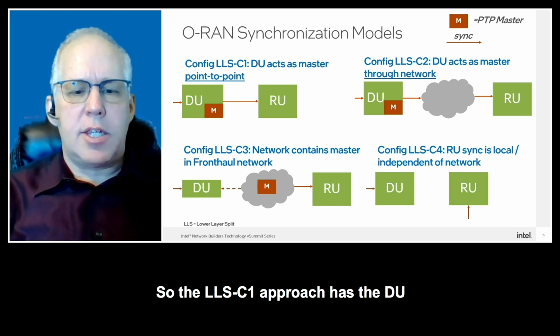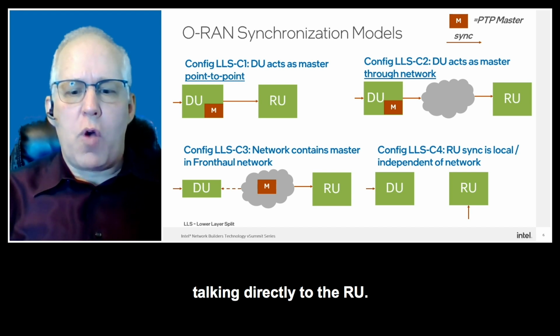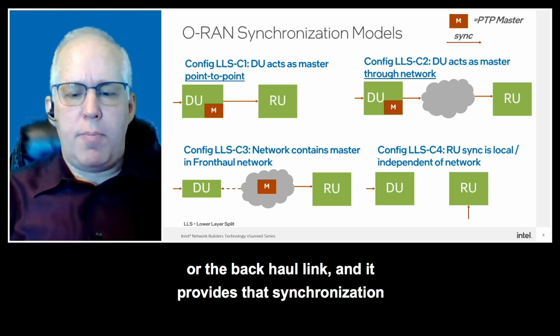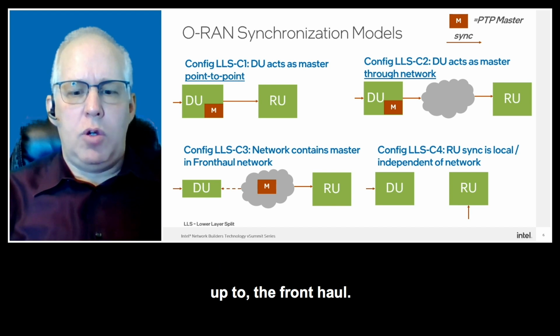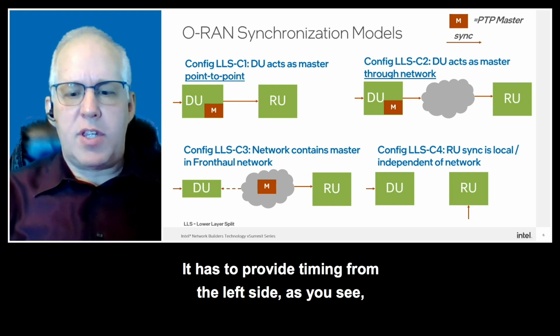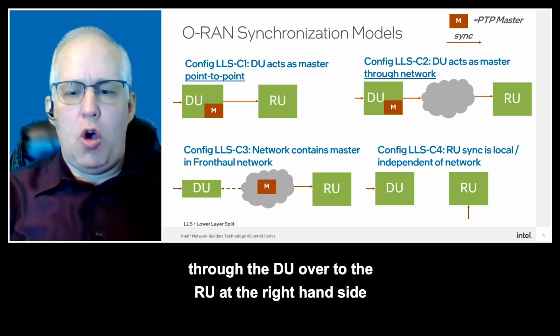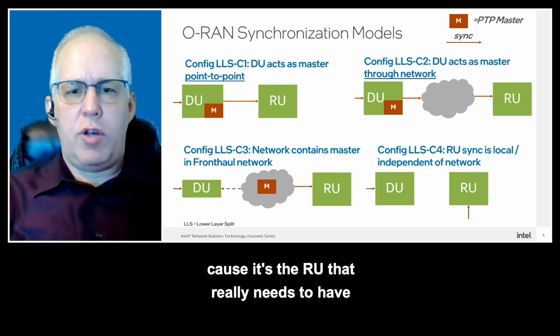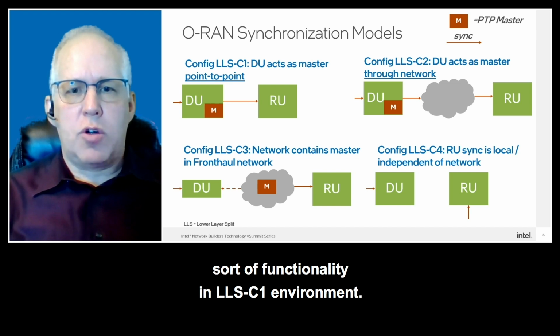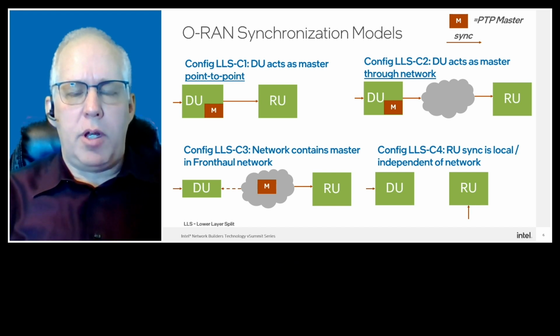So the LLS C1 approach has the DU talking directly to the RU. And so the DU gets its synchronization from the mid-haul or the backhaul link, and it provides that synchronization up to the front haul. So it essentially has to act as what we call a boundary clock. It has to provide timing from the left side, as you see, through the DU over to the RU at the right-hand side, because it's the RU that really needs to have the most precise timing out there. But the DU has to provide that boundary clock sort of functionality in an LLS C1 environment.